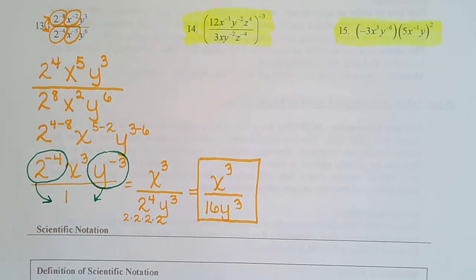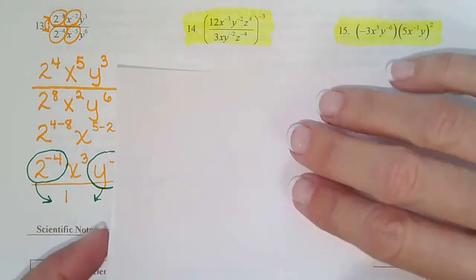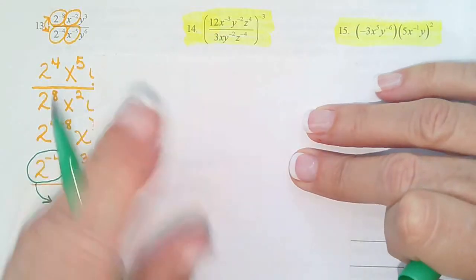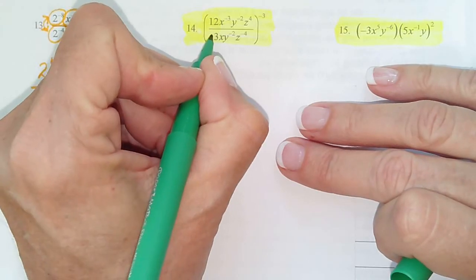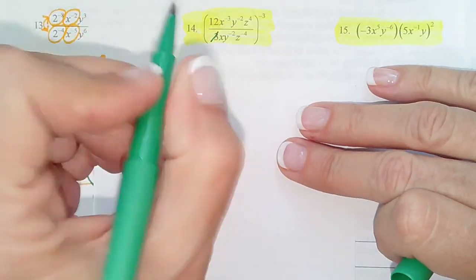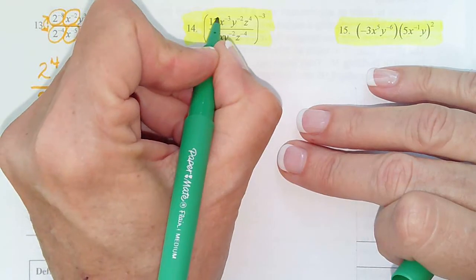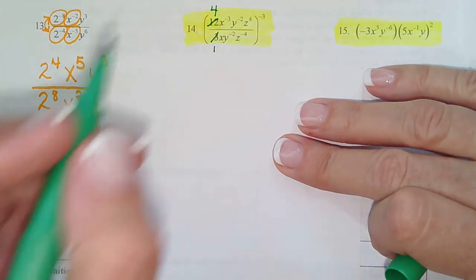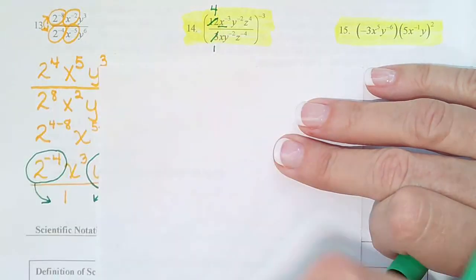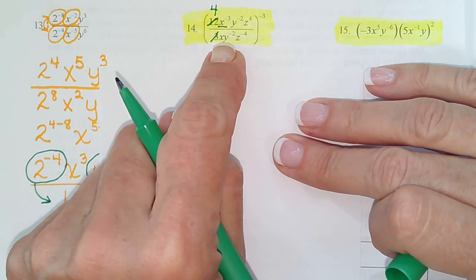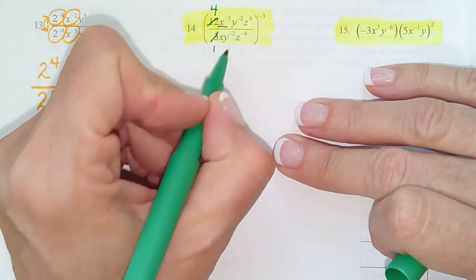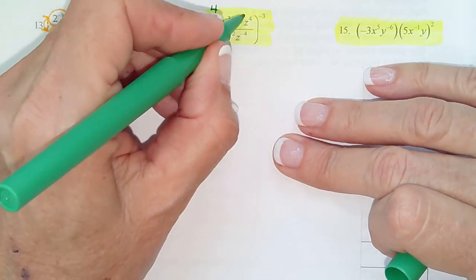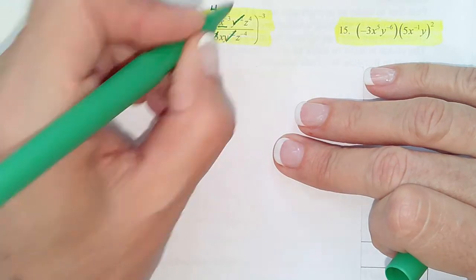I think I'm going to put this on a separate sheet of paper just so we have enough room here. So I see that I can simplify. 3 goes into 3 once. 3 goes into 12 4 times. And then I also see that this x needs to move down. This one stays put. And then I see this, y to the negative 2 over y to the negative 2. Guess what? That cancels.